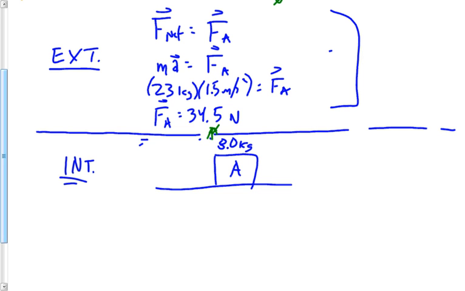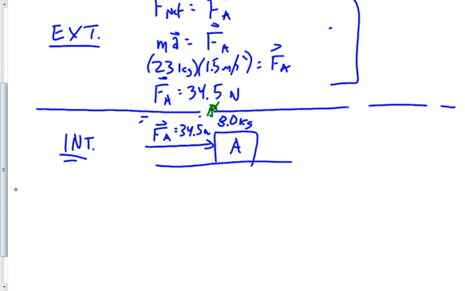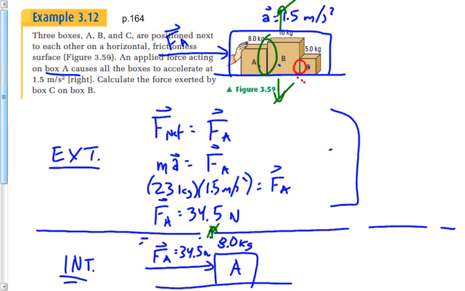We know that there is an applied force of 34.5 newtons acting on object A. It's acting on the system, but they're telling me that it's acting directly on box A. But we also know there's a force of B on A. Think about it. If you apply a force on object A and A is in contact with B, then A has got to push on object B, otherwise B is not going to go forward. Well, if A pushes on B, then B pushes on A.